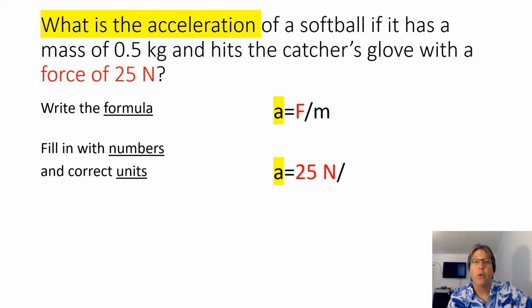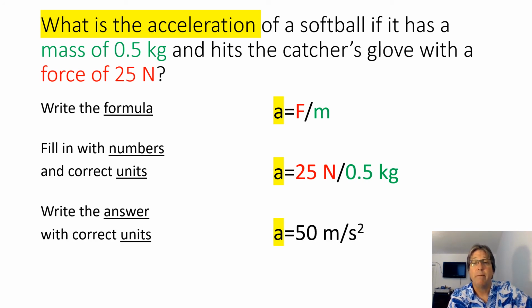Now, the force given in the problem is 25 newtons. The mass given in the problem is 0.5 kilograms. Again, it's a divide. So when we do 25 divided by 0.5, that's 50. And a newton divided by a kilogram gives us meters per second squared. So the correct answer is 50 meters per second squared.